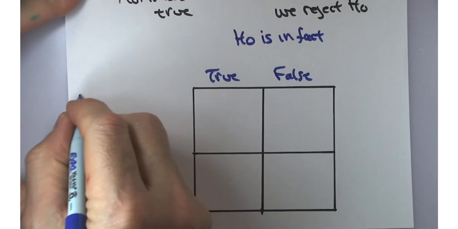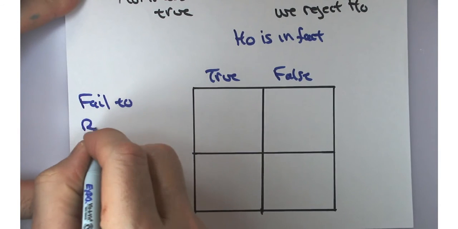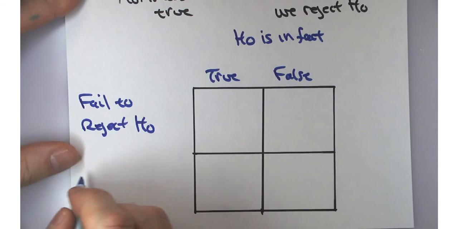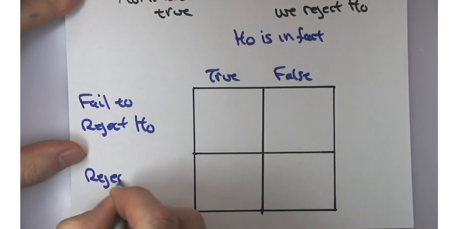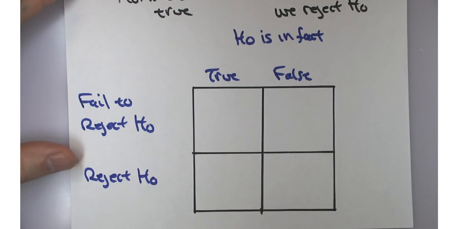We could fail to reject H naught, and we can reject H naught. And what I invite you to do now, or even if you're watching this later on video, is to pause things and decide, well, where are the correct decisions? Or maybe there's only one, maybe there's none. What do you think? What are the correct decisions in this setup? What would be a correct decision based on your combination of H naught is true or false and then our decision? What constitutes a correct decision?